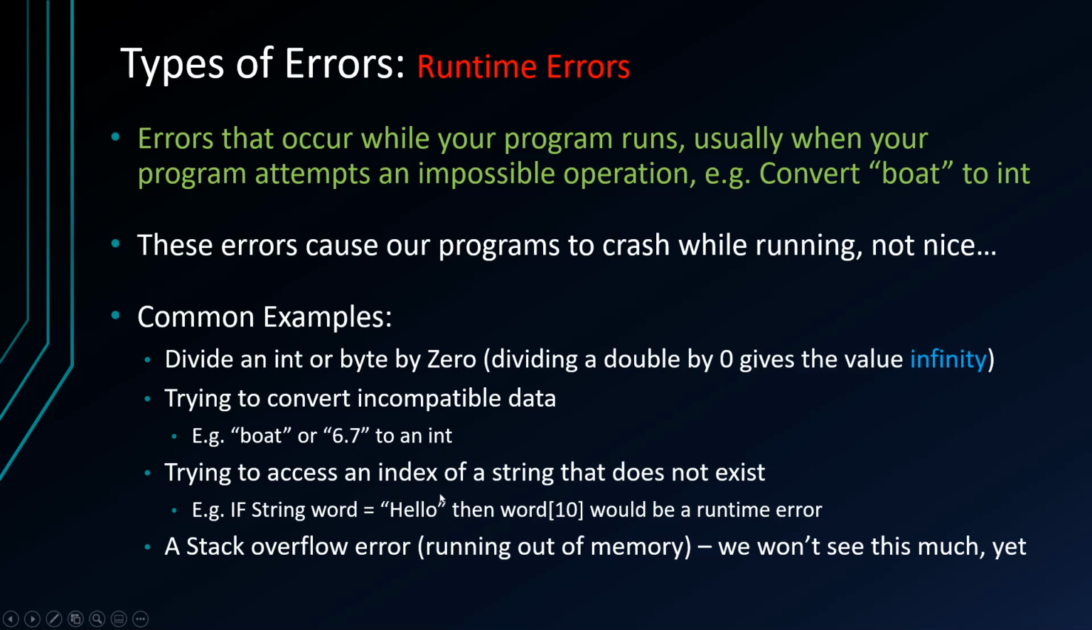Trying to access an index of a string that doesn't exist. So we know that we can access individual elements of a string using the square brackets. Well, let's assume that we have a variable called word, which is a string, and we gave it the value hello. If we try to do word[10], which means it's trying to access index 10, or the 11th letter of word, it's going to give you a runtime error because there are not 11 letters. In fact, there's only 5 letters. So the maximum index here is only 4. So we're 6 past the end of the string. So this gives us a runtime error. Usually we say this is an out of bounds exception. You went past the end.